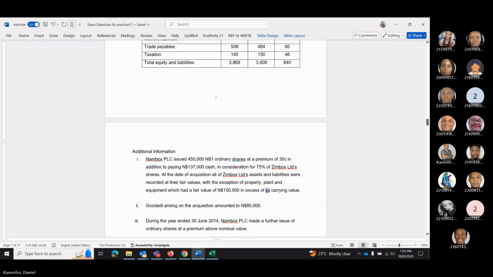So based on this, you could actually work out what goodwill is, because basically what they are saying is that they issued shares, 450 with a premium of 150. So how much would that have been? Times 1.3, that gives you 585. So in here, they will have recorded the investment in associate. One part of it would have been the issuance of shares, which would have been 585.